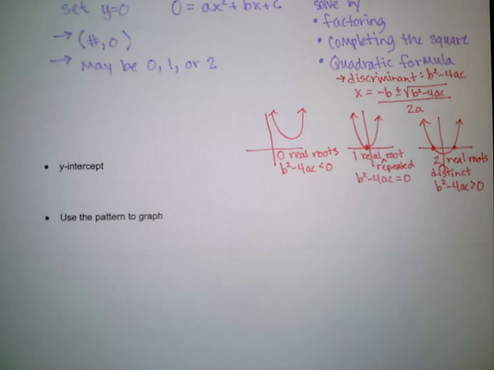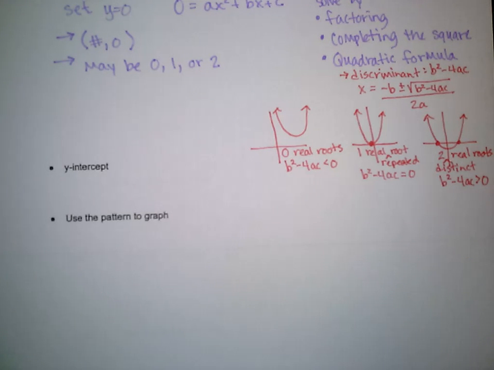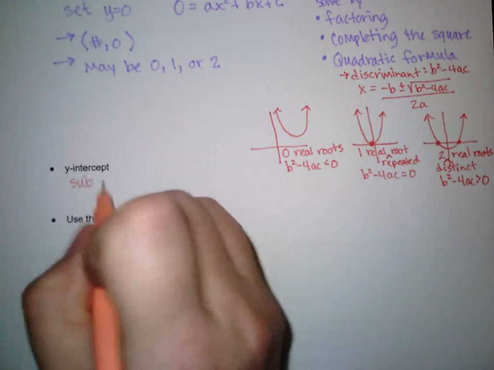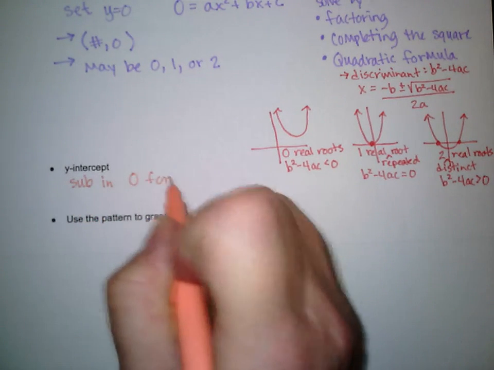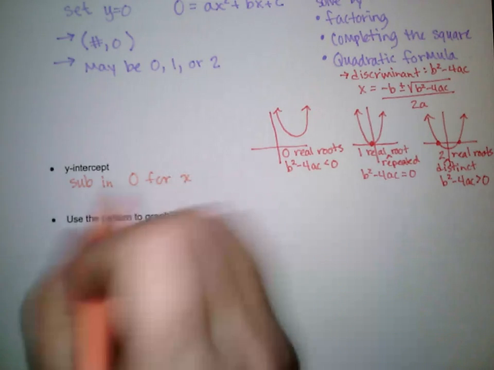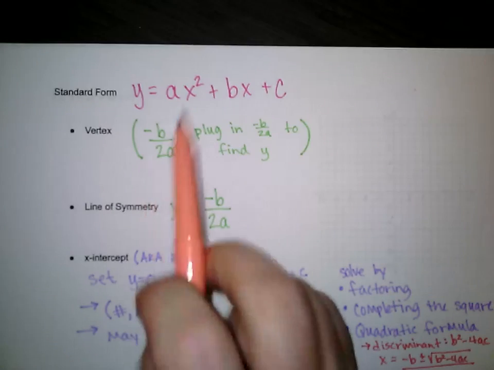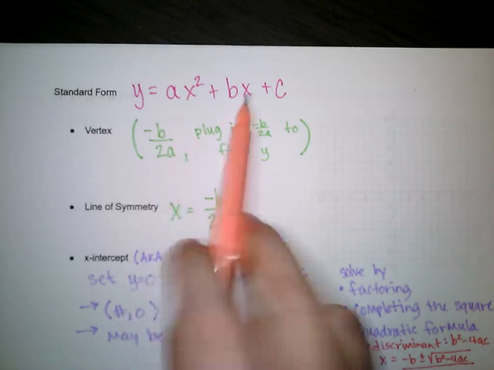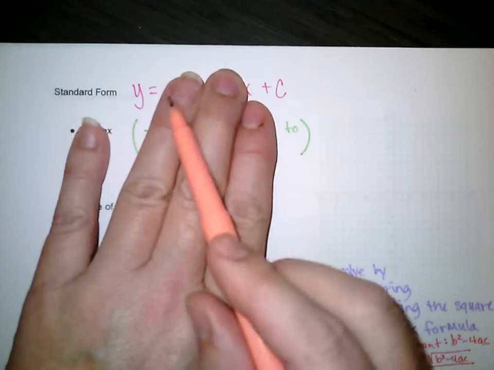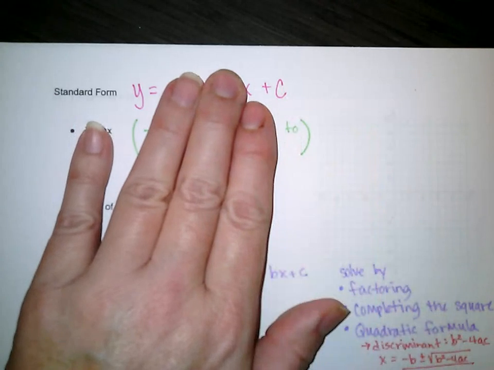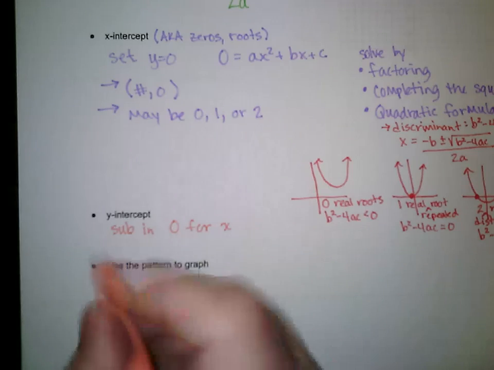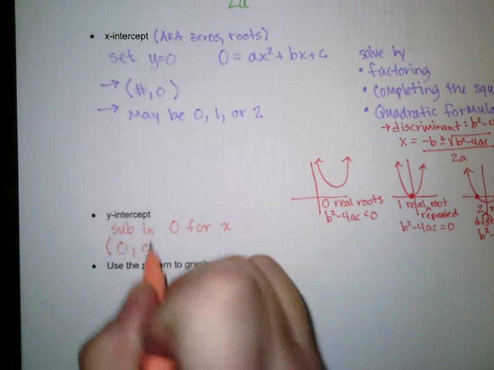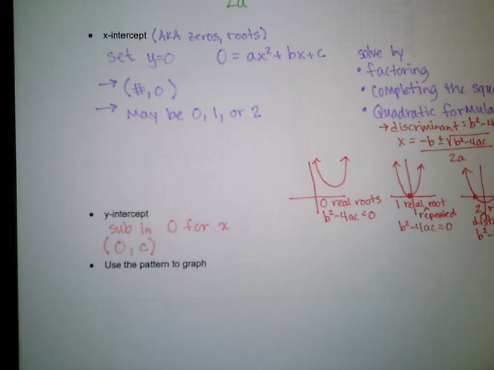Y-intercept. We're going to do the y-intercept the same exact way that we have always done the y-intercept, and that is that we will sub in 0 for x. And again, when you do that, if I sub in 0 for x, I'll have 0 here, 0 here. So that takes out all of those. So we're actually just going to get this constant term at the end. So the y-intercept is going to be 0, comma, c, the constant term.